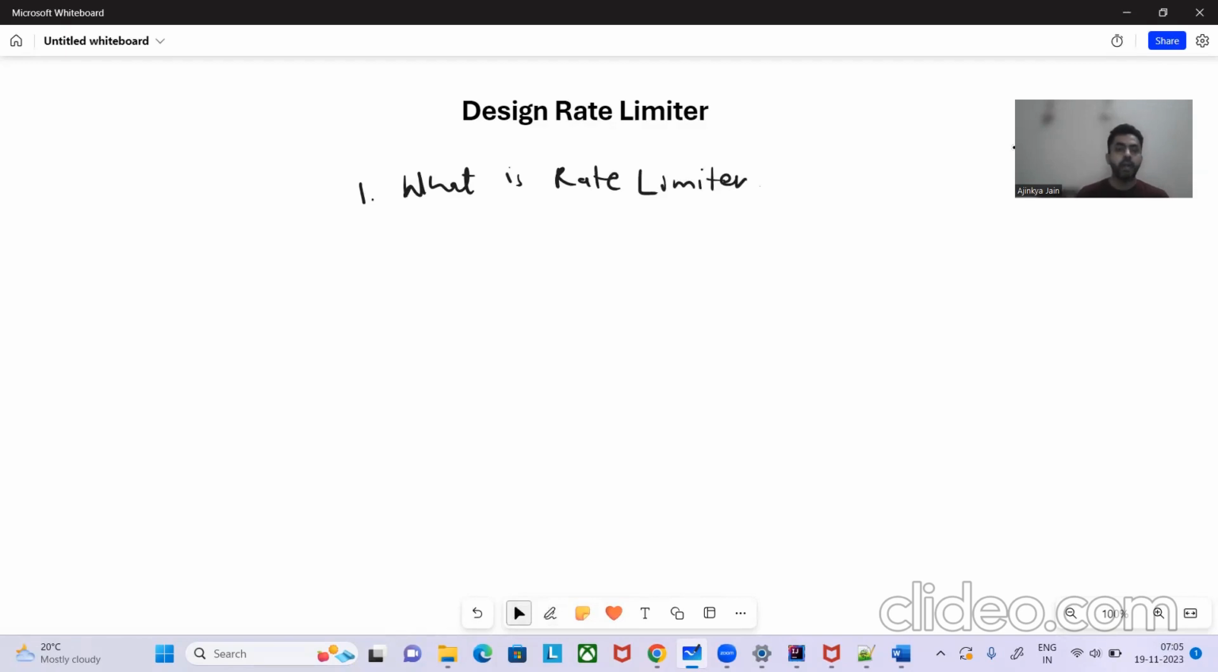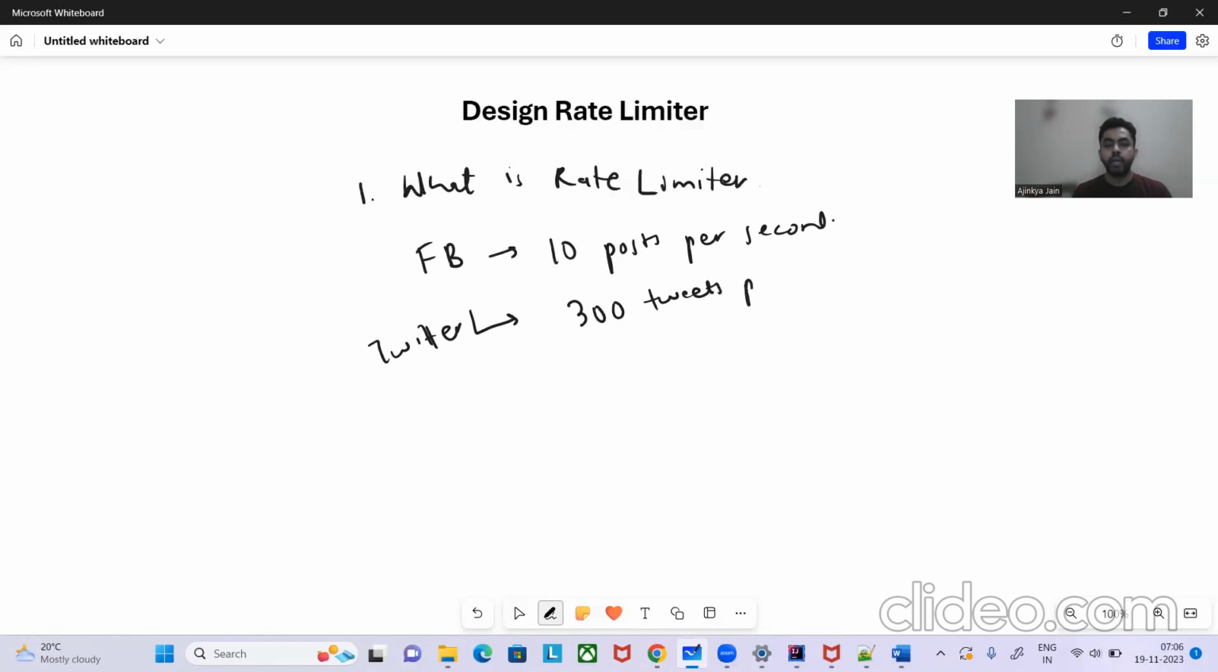A rate limiter is nothing but a way to control the traffic of incoming requests or data which comes into a software system. For example, to throttle the number of events or requests coming in a particular time frequency. Facebook might allow, just a rough example, 10 posts per second. Or Twitter allows 300 tweets per user per hour. Just an example.